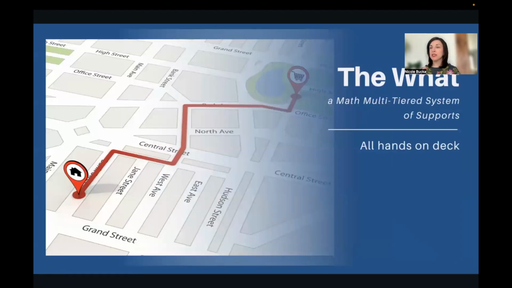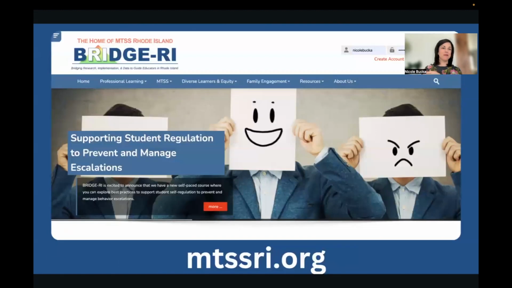Okay, so let's move to the what. The what is a multi-tiered system of support, all hands on deck. Knowing what to do doesn't mean you know how to do it, right? So we need to talk about how do we take the how we just described and give people the skills to be able to do it.